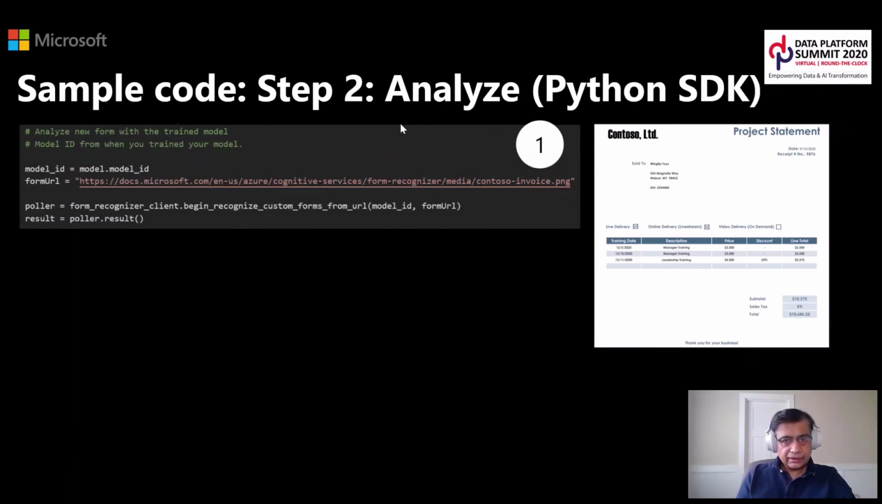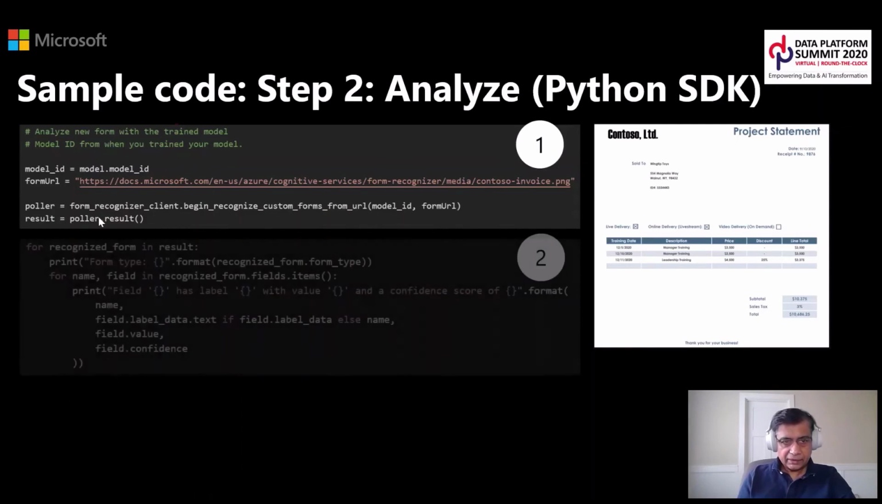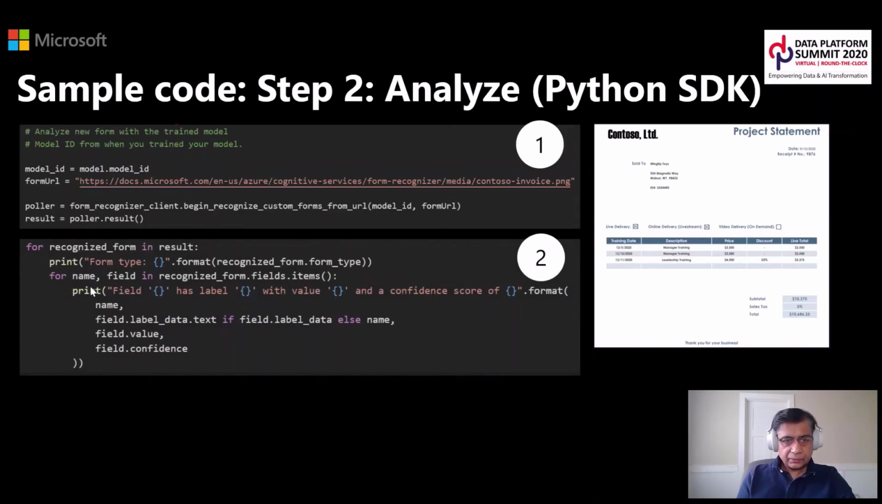So let's get started. As step 1, I remember that model ID that I got from the previous step. That's right here. I also have the URL to this test image, and I'm calling the begin recognize custom forms method of the SDK, and then getting back the result. And then all I'm doing, as a second step, is iterating all the fields and their values that the model recognized from this test form. Remember, this is the form I have not used for training.